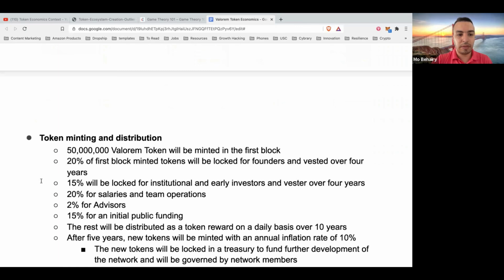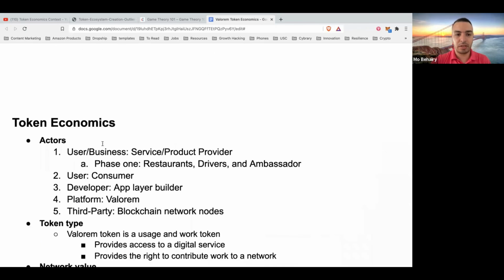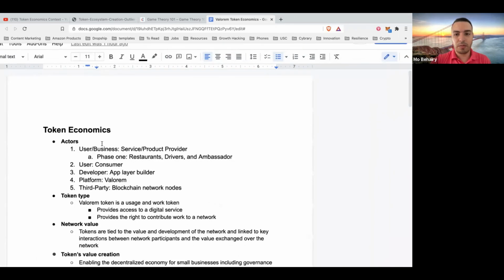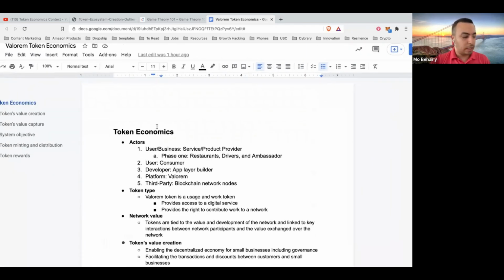Then we get into more detailed stuff like token minting and inflation. But we don't have enough time to get into more details, and that's all still in the discovery phase. We have not got into the design phase yet.